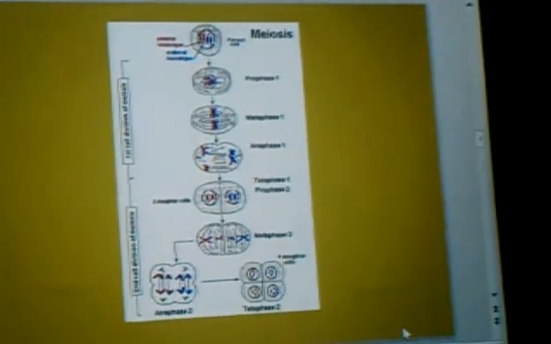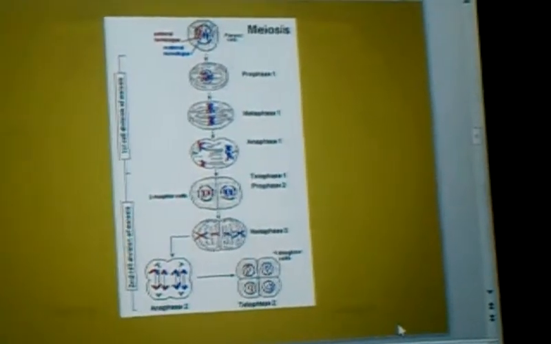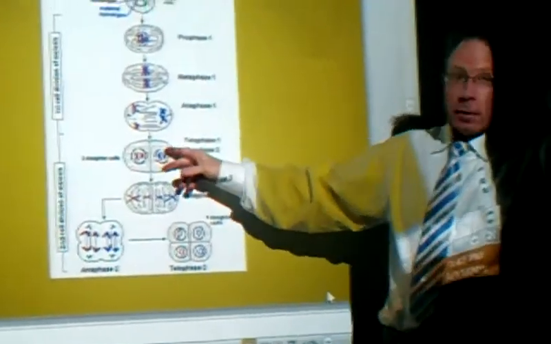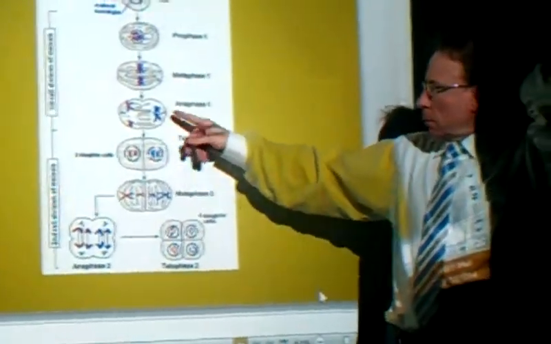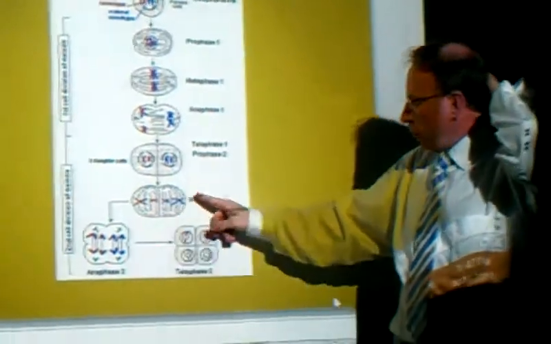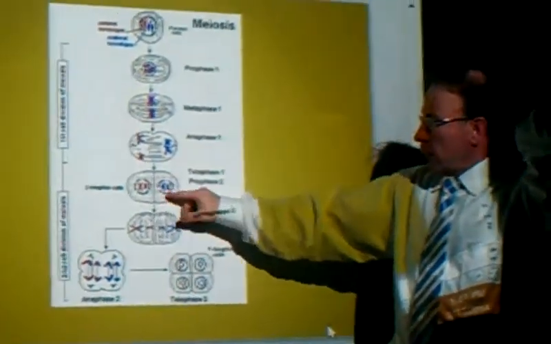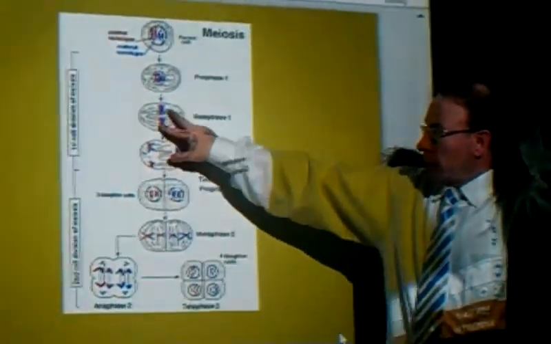The cells are switching in prophase 2 or prophase 1. Why does it look like there's 2 cells in prophase 2? Because these are the 2 daughter cells. They came from a single cell here.